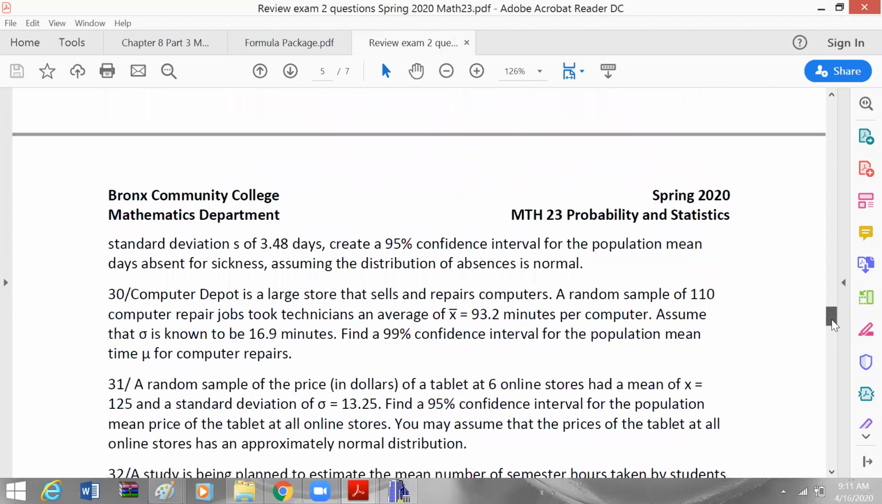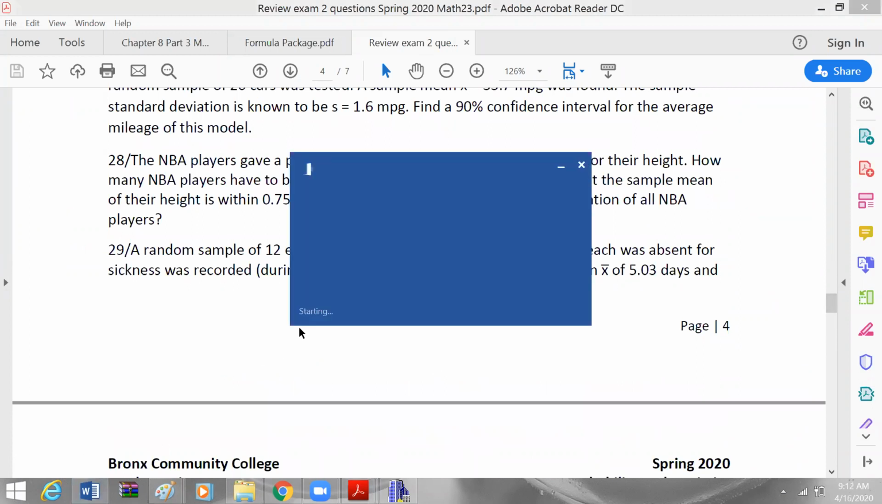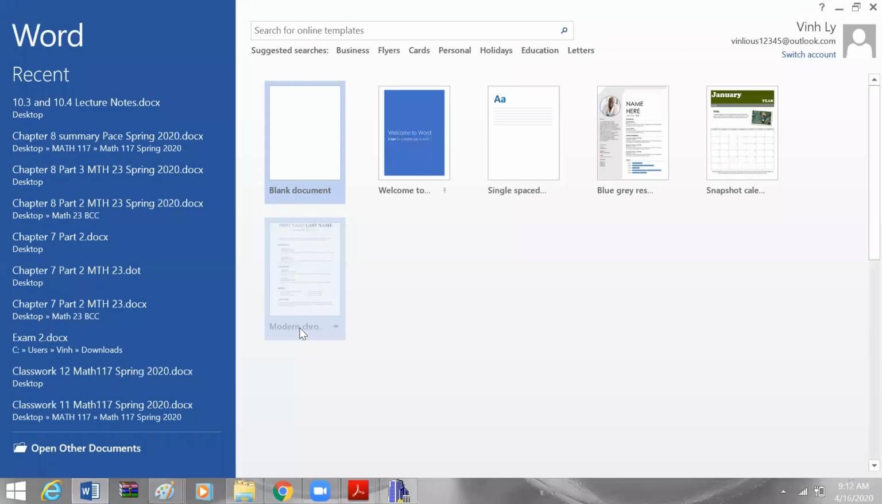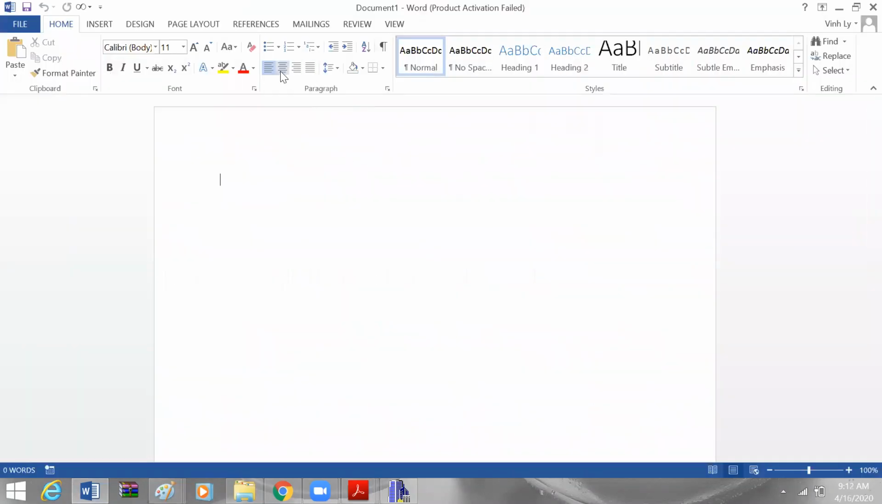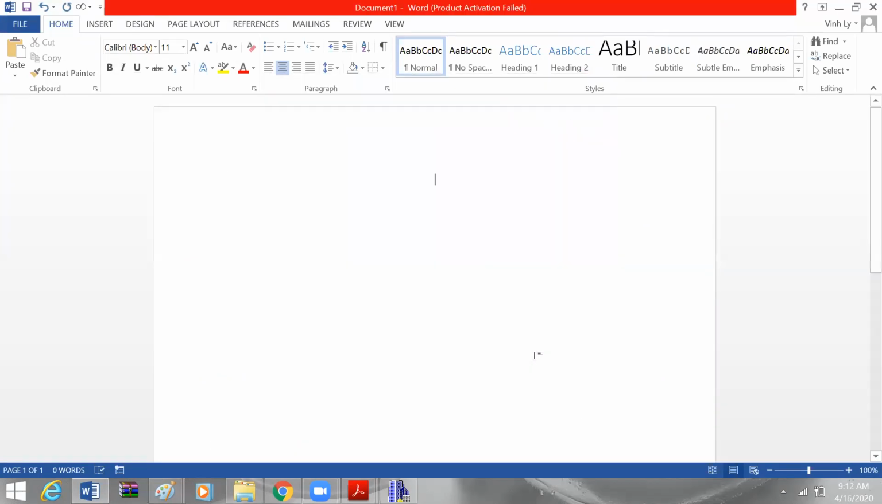All of that is basically about chapter 8. So what do we have to do for the exam 2 review? Let me point it out real quick for that part. Exam 2 is going to cover certain topics like that. Exam 2 review.